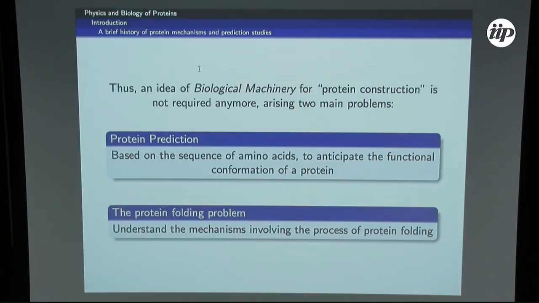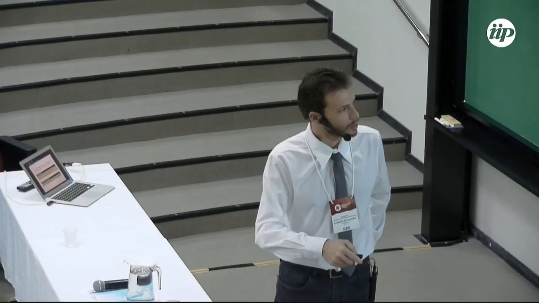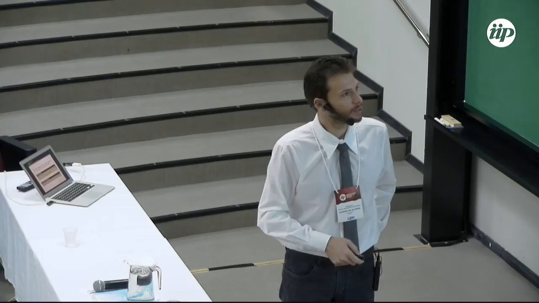And this starts two main problems: the protein prediction based on the sequence of amino acids, and what I call the protein folding problem, which is the understanding of the mechanism involved in the process of protein folding. Here we saw many cases studying these mechanisms and the importance of understanding them. So I'll focus on protein prediction.